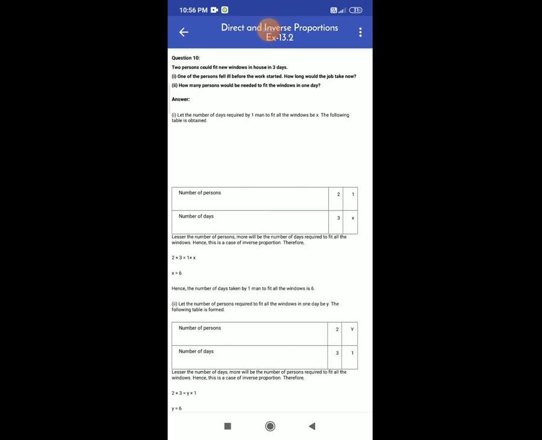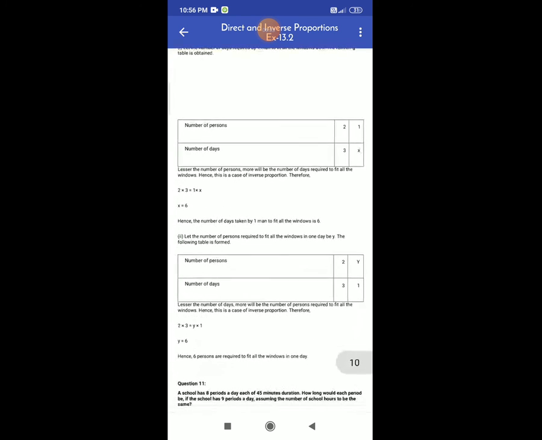Hence, this is a case of inverse proportion, and therefore 2 multiply 3 is equal to 1 multiply x. Therefore, x is equal to 6. Hence, the number of days taken by one man to fit all the windows is 6 days.